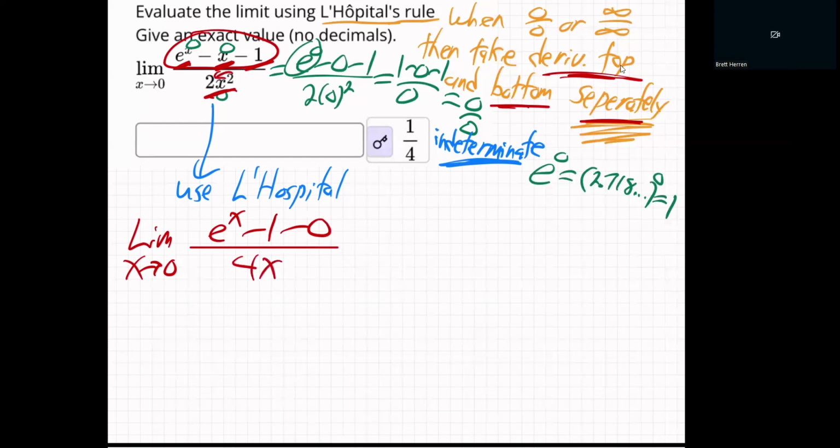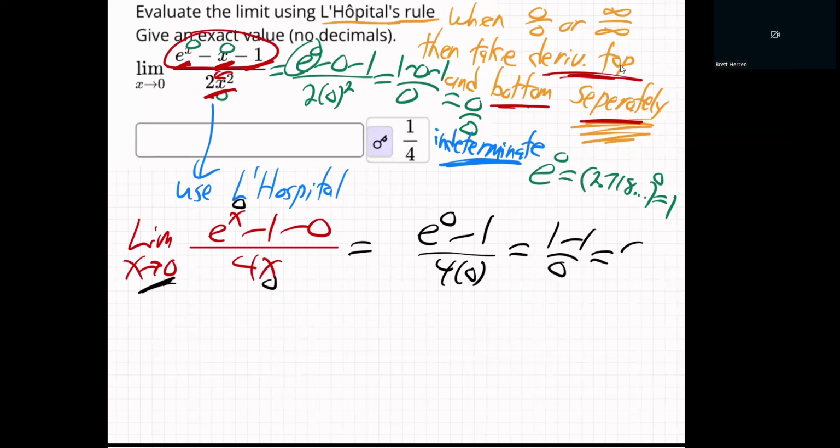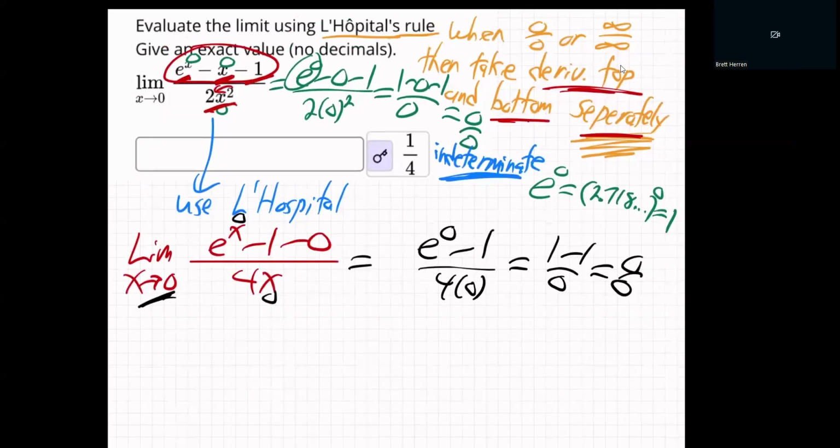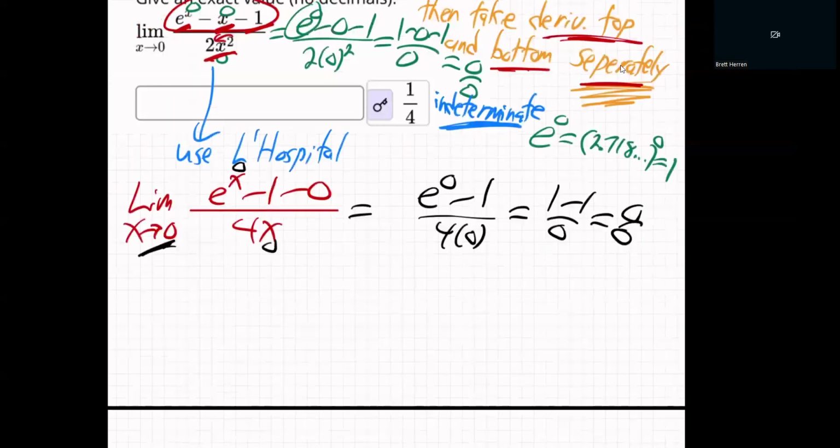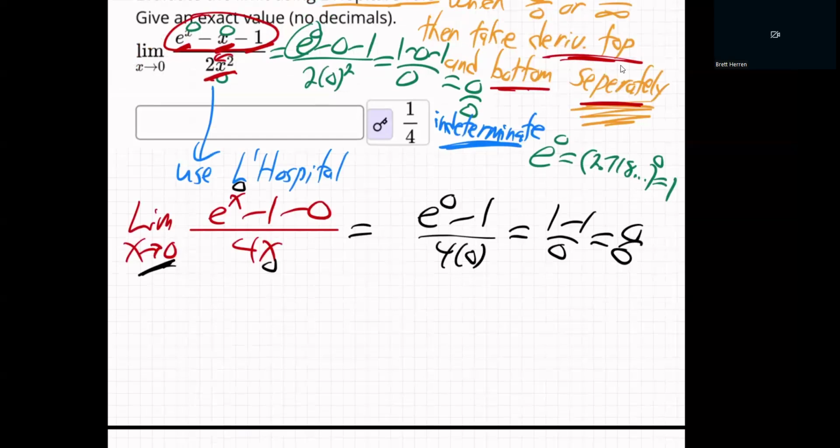Okay, we did it. Now, remember, x is going to 0, so let's plug in the 0 again. So what do we get this time? e to the 0 minus 1 over 4 times 0. That's 1 minus 1 over 0. That's 0 over 0 again. That's still unclear, indeterminate. But that doesn't mean we can't do Lopi yet again. So we're going to do Lopi one more time. And that'll get us there, I promise. Just one more.